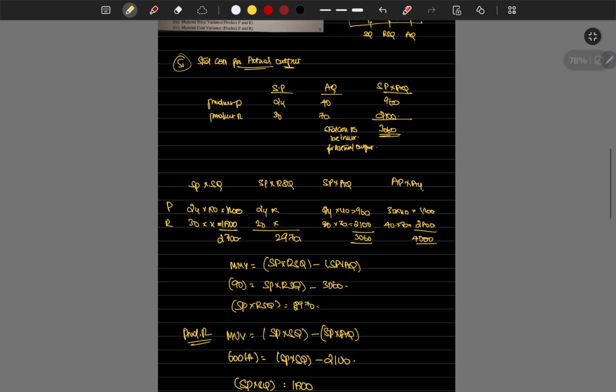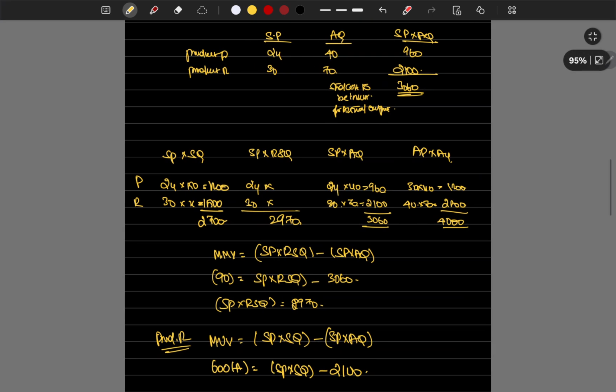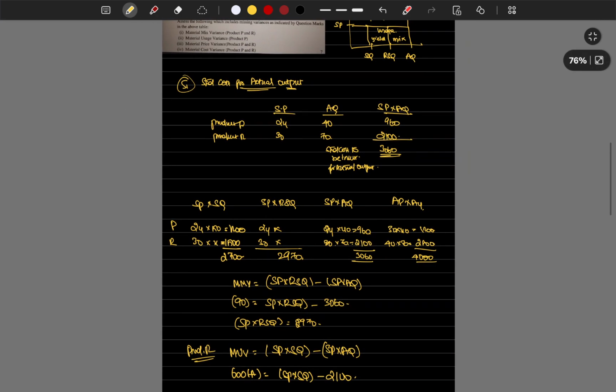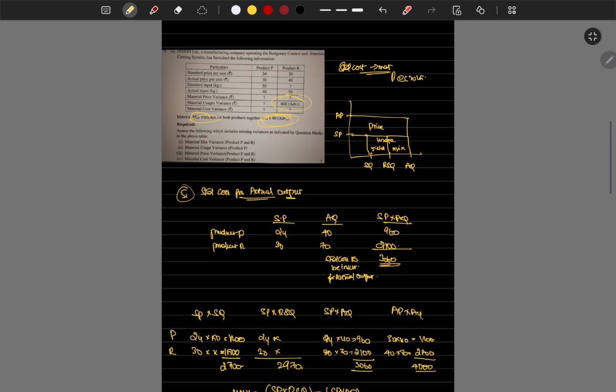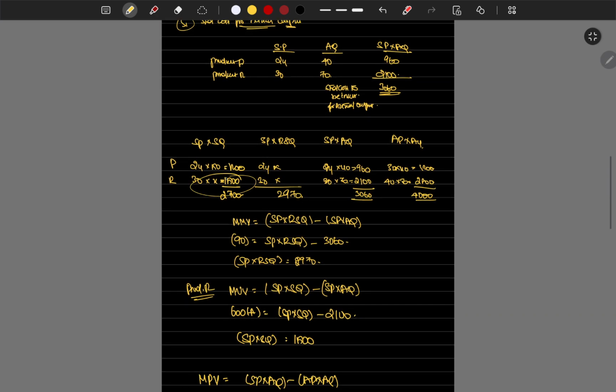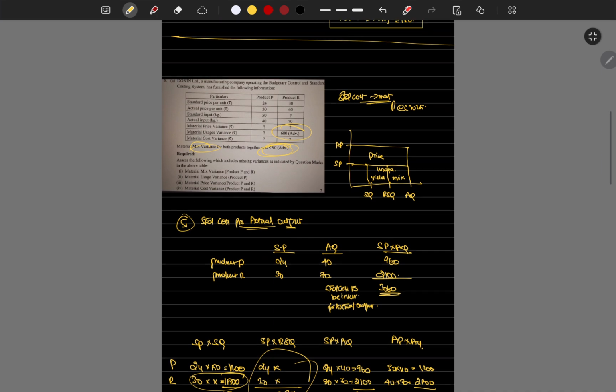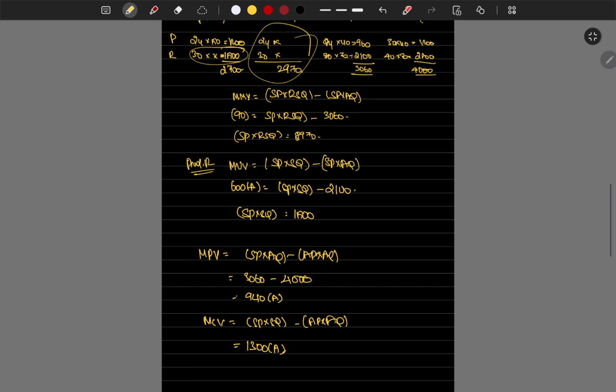Hey guys, we have tried solving this problem, which is easy only. The thing is, with the clues given in the question like 900, 600, they are the way to find out the standard quantity and the missing factor of SP into RSQ. They will be given this figure as a whole, a single figure of one factor. So we have tried solving this problem with this method.